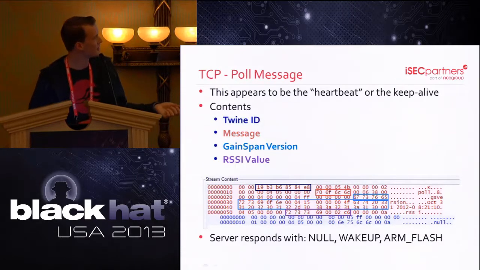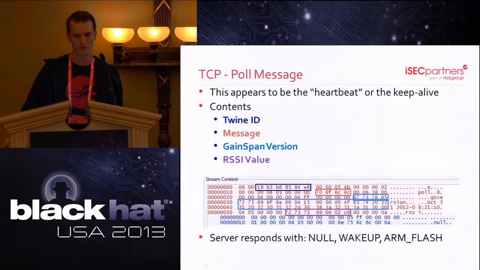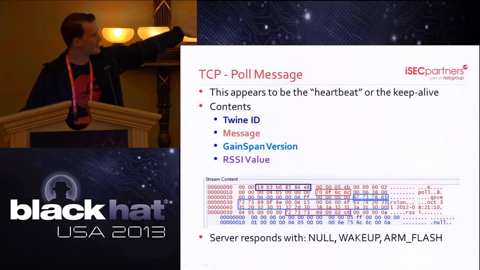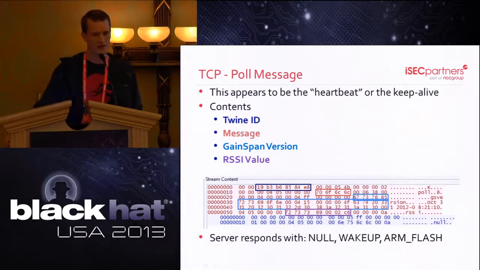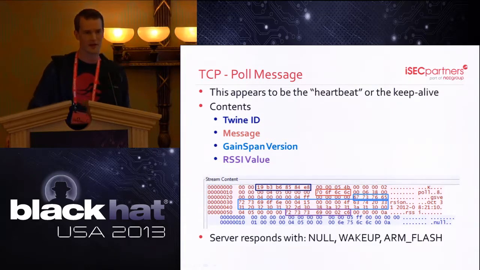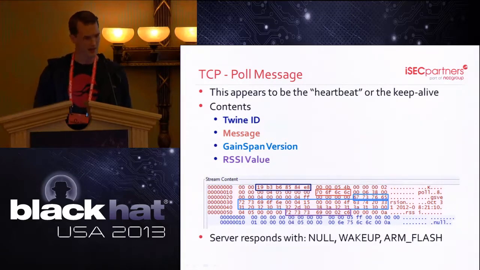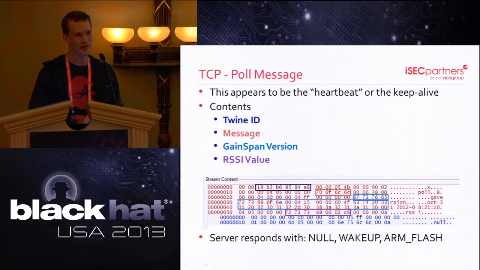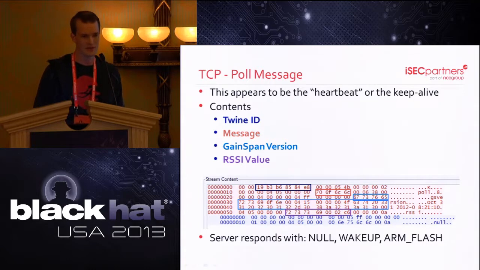So the poll message itself is essentially just a heartbeat with the Twine backend. And here we have a number of different fields: the Twine identifier, which is unique to every Twine, the message type, the firmware version, and the RSSI, which is the received signal strength indicator. And that's, again, just the Wi-Fi signal strength with the access point. And now the server will respond in a couple of different manners. The first is just generally a null, which does nothing. And then the second, or the last two, wake up and arm flash, are linked together. It's essentially waking up the Twine device and preparing it to be updated and flashed.